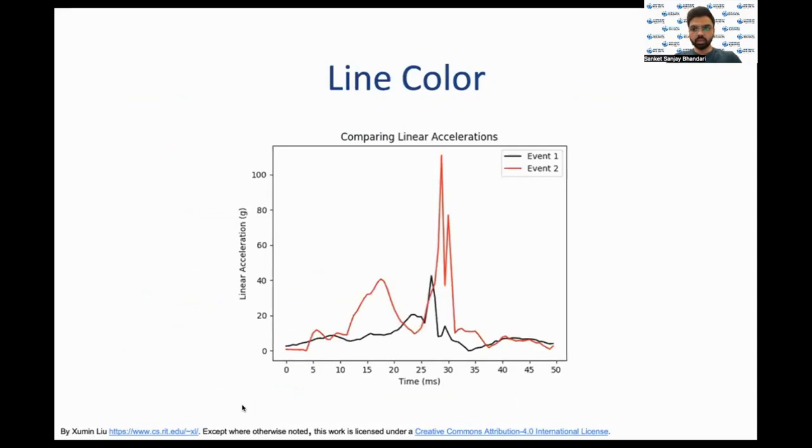This figure shows the usage of colors to differentiate two events. Here we can see there are two events, event one and event two. Event one is represented using a black line, and event two is represented using a red one. It is easy to show the information about both events in the same figure if we just choose different line colors. And it becomes easy to compare both events.